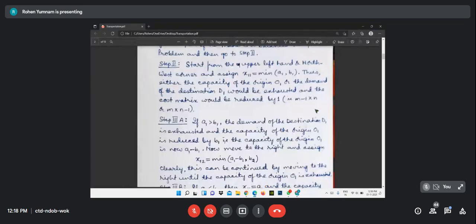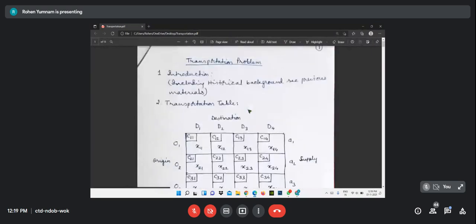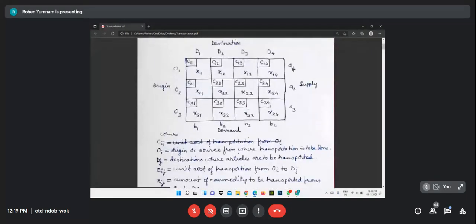Here, the cost matrix will reduce by 1 means what? Suppose it is 2 and it is 3. Then 2 is taken, and this whole row will be eliminated. The whole row will be removed. Previously it was 3 by 4; now that a row is removed, it will be 2 by 4. And if a column is removed, it will become 3 by 3 in that way.